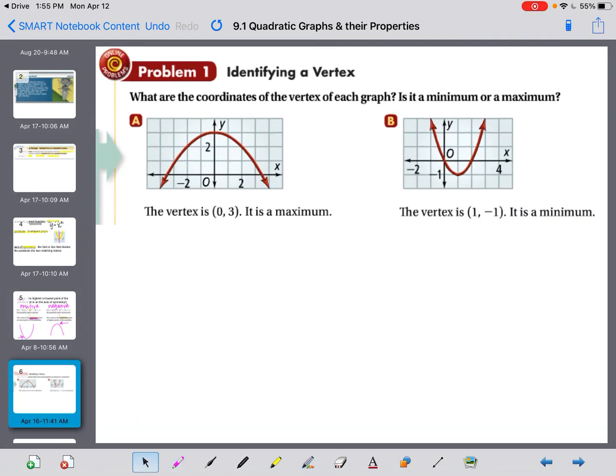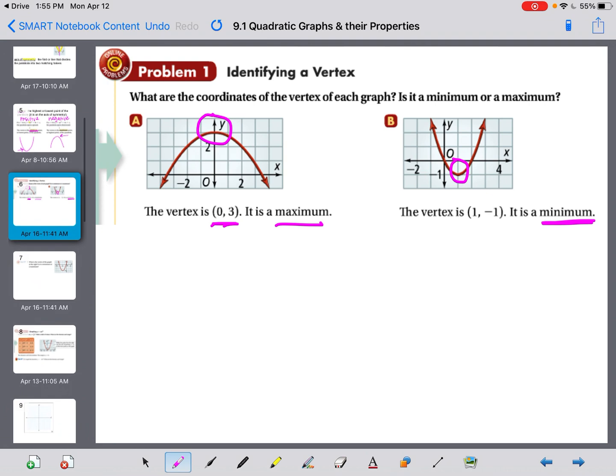Okay, so now we're just going to work on identifying those. First of all, they give you the graph. They ask you to identify the vertex and tell if it's a minimum or maximum. Well, our vertex hits right here, which is over 0, up 3, and that is up on the top, so that is a maximum. Letter B, our lowest point hits right there, which is over 1, down 1, and it's at the bottom, so that is a minimum.